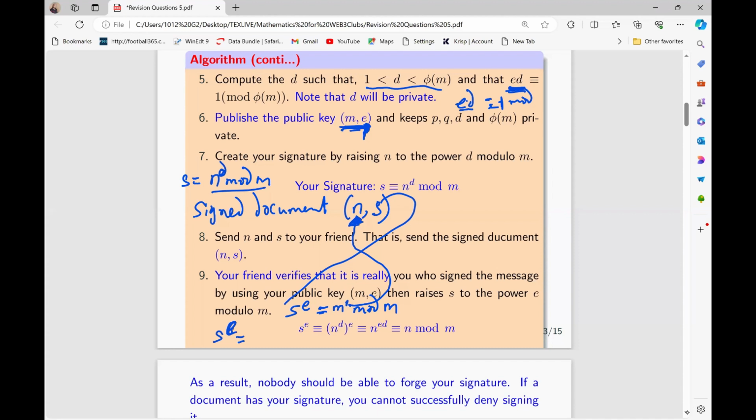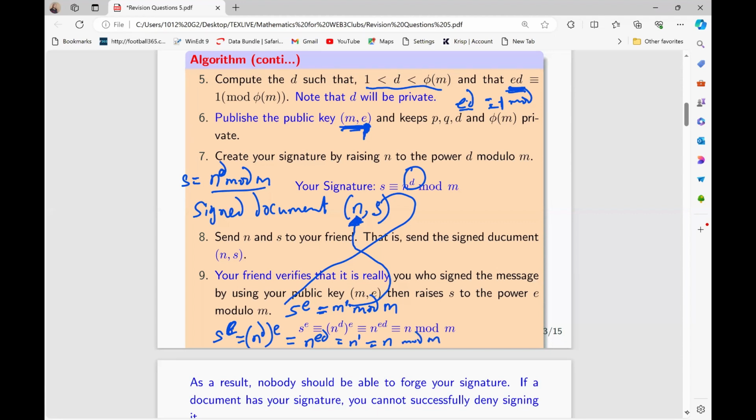But what is S? S is N raised to D. Now raise it to E. So what you get is N raised to ED, or DE. But recall that E and D are inverses of each other, which means this is N raised to 1, which is just N mod M.